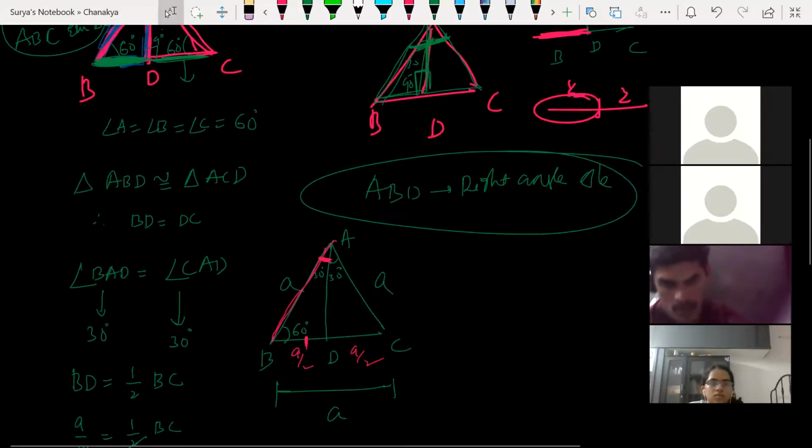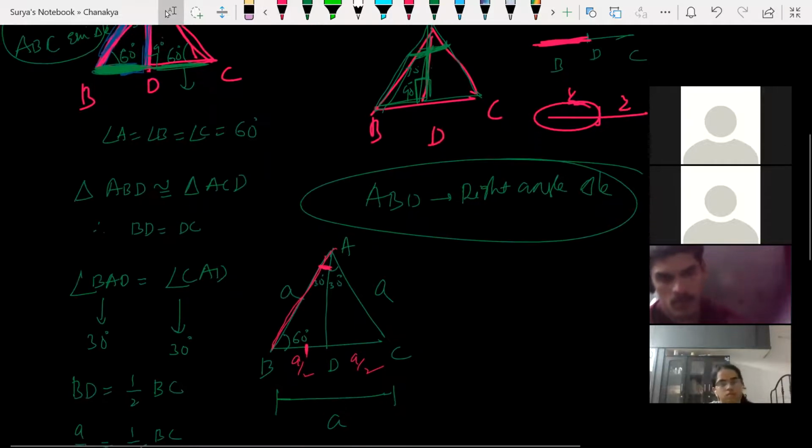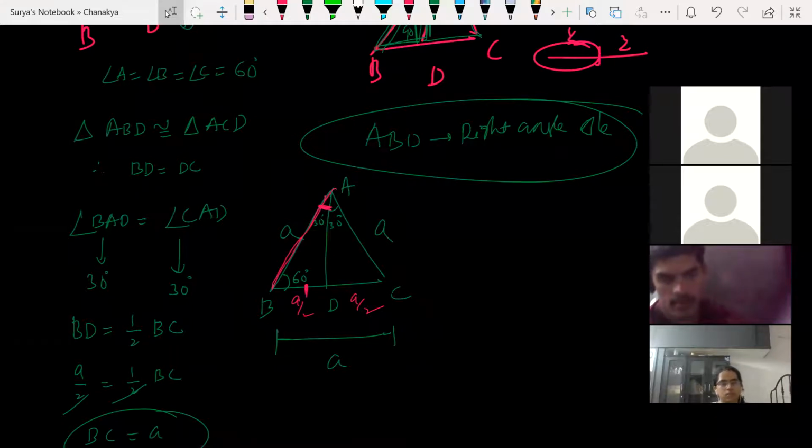How the proof is. If you want to derive all the formulas, it takes a lot of time. So I hope you understood how to draw it. From the equilateral triangle itself, you can derive all this. Clear, children?